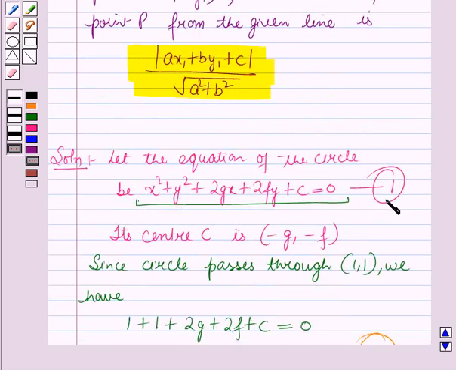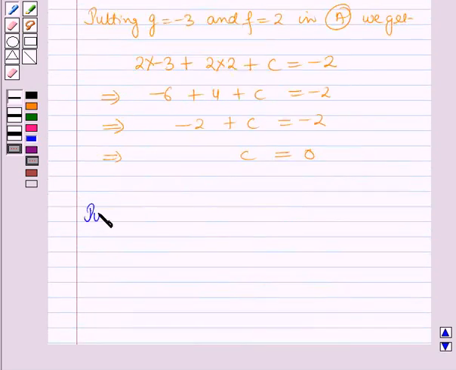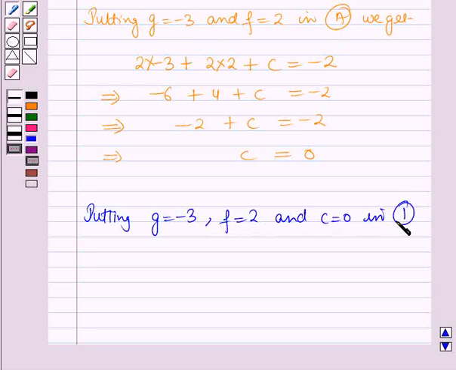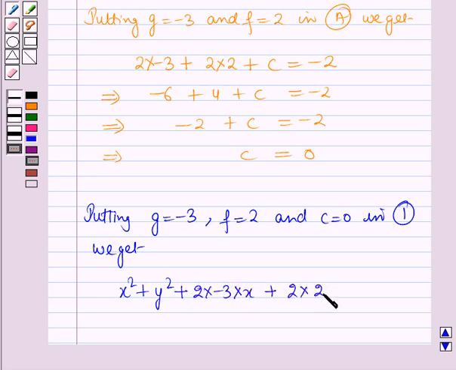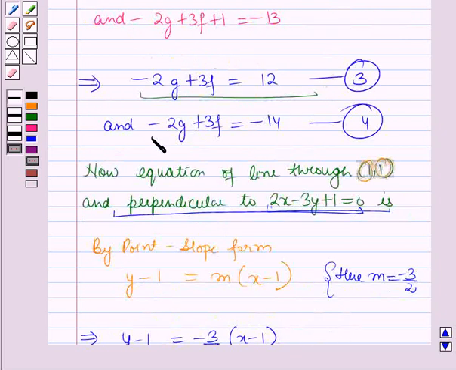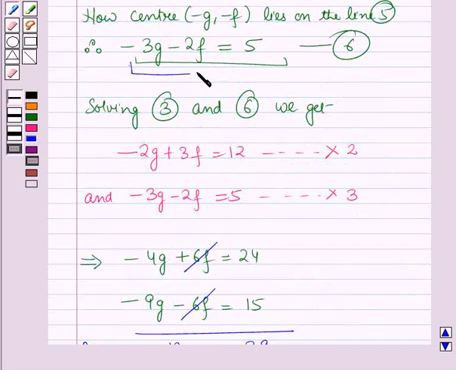Now this is the equation number 1. So putting g = -3, f = 2 and c = 0 in 1, we get x² + y² + 2 into -3 into x + 2 into 2 into y + 0 = 0, which implies x² + y² - 6x + 4y = 0. Now this is the equation number 4 and this is the equation number 6.